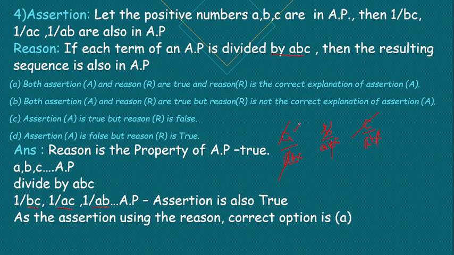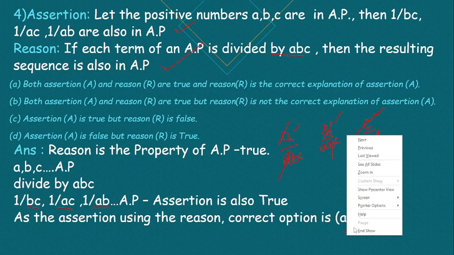When you multiply or divide the terms of an AP by some other common number, the resultant will also be an AP. So 1 by BC, 1 by AC, 1 by AB are terms which are in AP. So this is a property. So it is true. It is verified. It is true. Both are true, and both are talking about the property of AP. So it is a proper explanation of the assertion. So I'll go for option A.